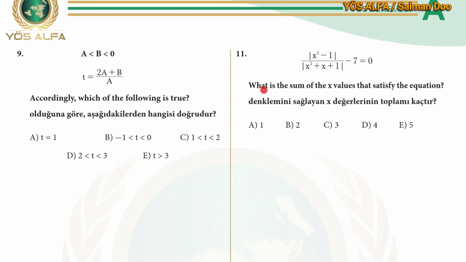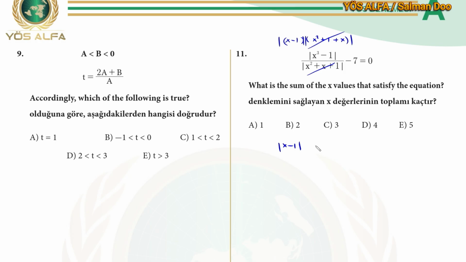Number 11. What is the sum of the x values that satisfied the equation? So let's solve for this. X cubed minus 1 is equal to x minus 1 times x squared plus 1 plus x. And we can write the absolute value this way. So this thing and that thing over here cancel out each other, and we're left with x minus 1.